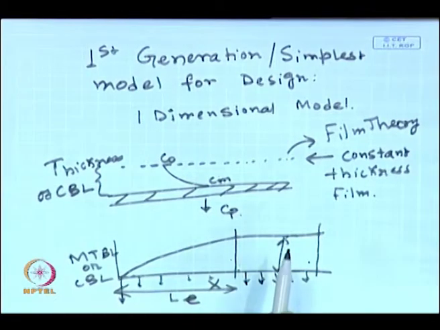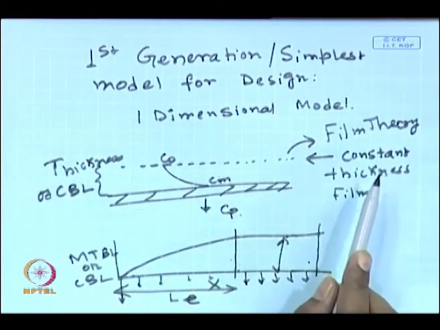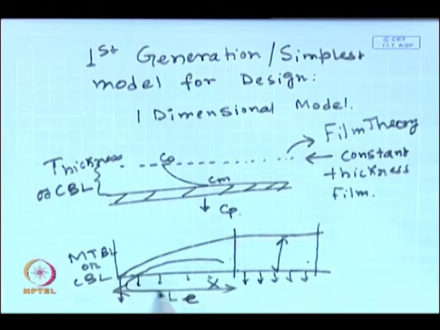That is how, whenever you are using the film theory, you are not counting the initial portion of the permeate flux. Therefore, use of film theory will always give you under prediction of the permeate flux, because you are overlooking the developing mass transfer boundary layer, and that region will be substantial.